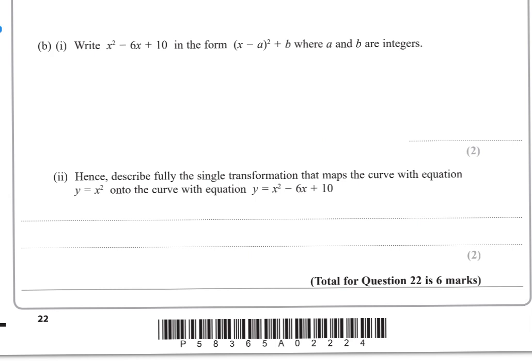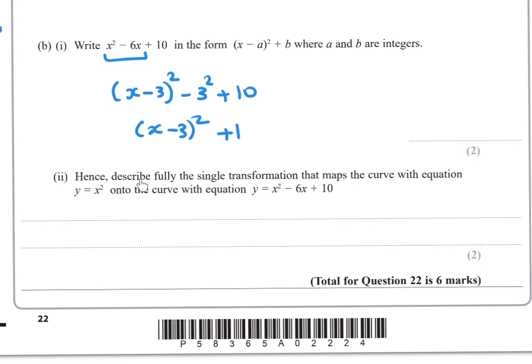Now (b), write x squared minus 6x plus 10 in the form (x minus a) squared plus b, where a and b are integers. So x squared minus 6x can be written as (x plus half of negative 6, which is negative 3) all squared, minus 3 squared plus 10. So (x minus 3) squared, minus 9 plus 10, so plus 1.